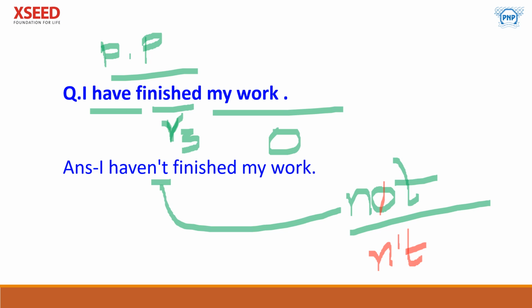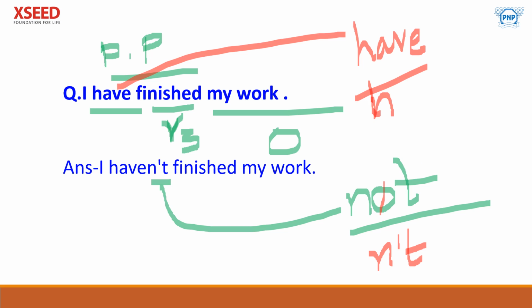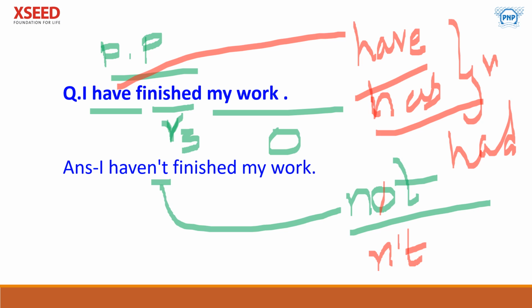So whenever there is any such question wherein we have to make a negative, and if that question is in perfect tense, we have to simply write the subject and after that whatever have or has is there. In case of past tense it would be had, so we have to simply add n't with them, and we'll get a negative form. Understood? Very nice.